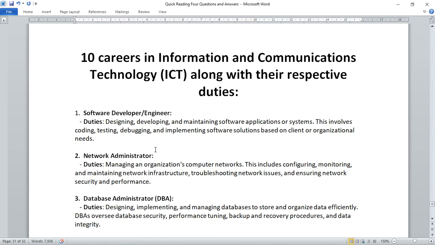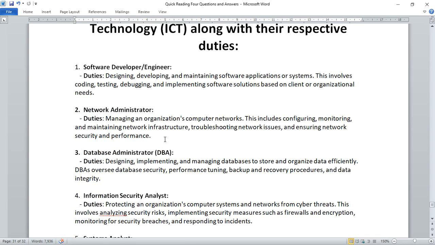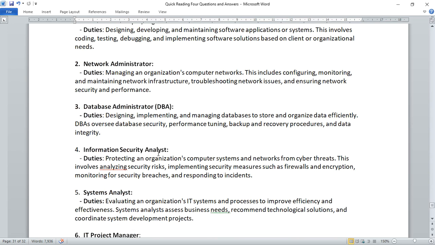The first one is software engineer or software developer. This is a guy who is responsible for developing and maintaining software applications, that is by coding, testing, debugging, etc. We have another guy called a network administrator. This one is used for managing organizations' computer networks. Then we have another guy called database administrator or the DBA. This is a guy responsible for designing, implementing, and managing databases to store and organize data efficiently in an organization.